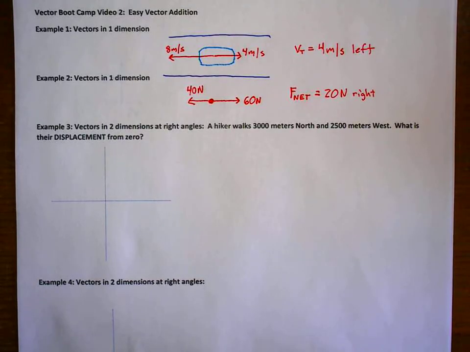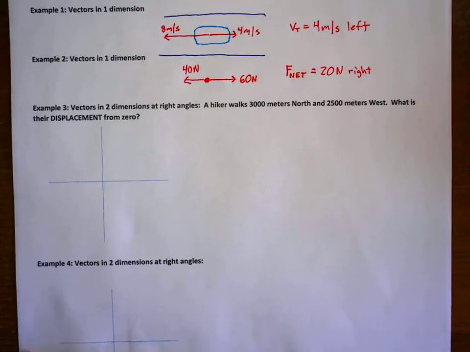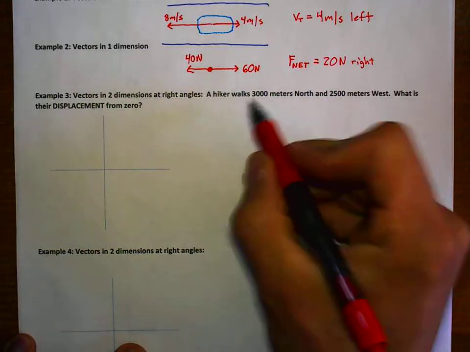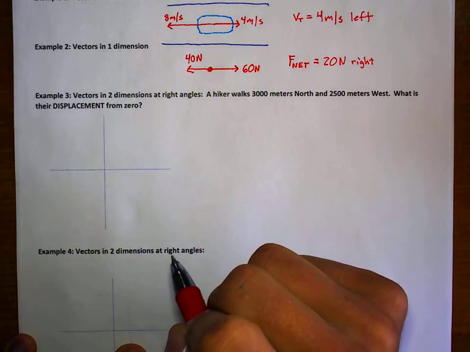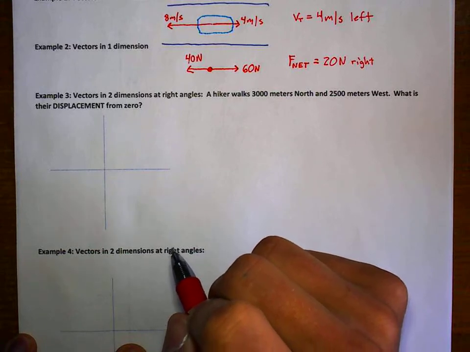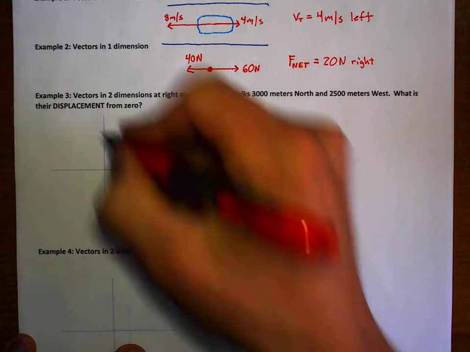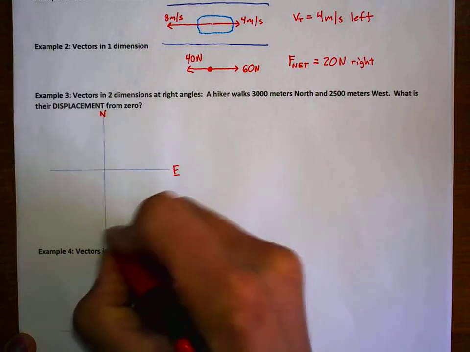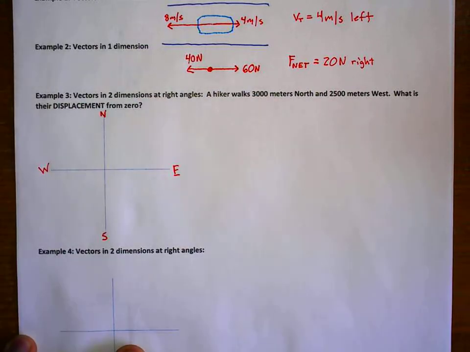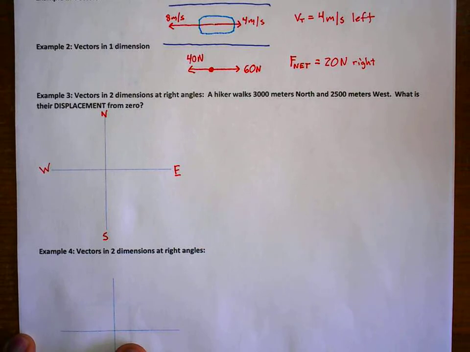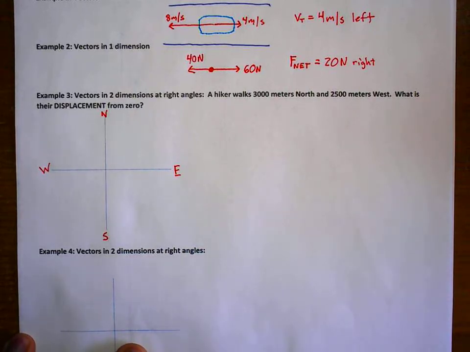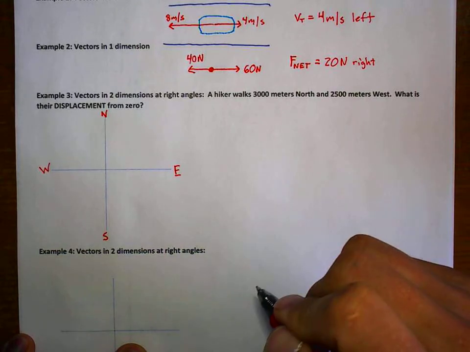Alright, now let's break into 2 dimensions here. So we have our Cartesian coordinates here, and let's go hiking. Alright, so we got a hiker who's going to walk 3,000 meters north and 2,500 meters west. So our cardinal directions, we do never eat shredded wheat. But I'm pretty sure your teachers teach you never eat soggy waffles. So you guys grew up a little different on that one. Alright, so 3,000 meters north.